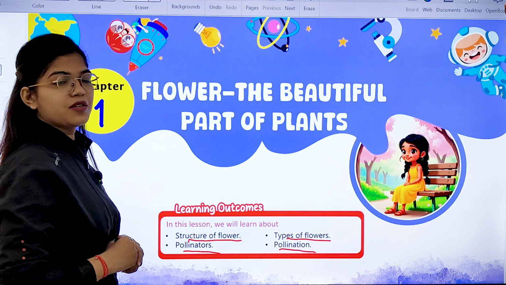And if we talk about plants, then in plants, reproduction takes place mainly by the seeds, but in some plants it takes place by their spores and vegetative propagation method also. Okay. Now next we are going to talk about structure of flower.